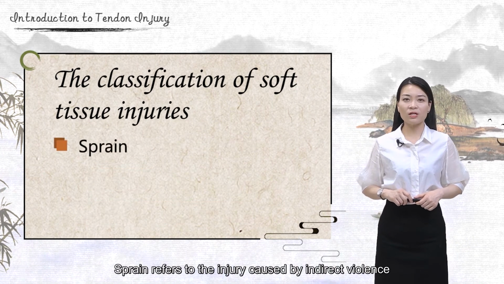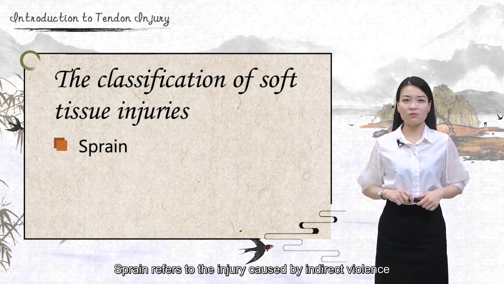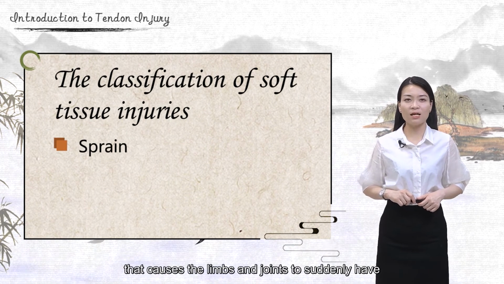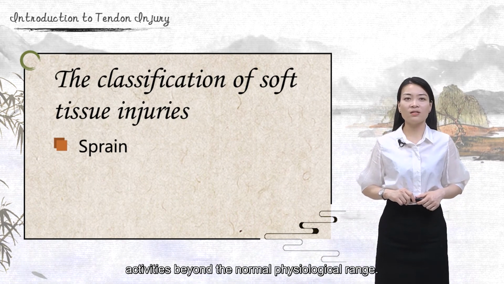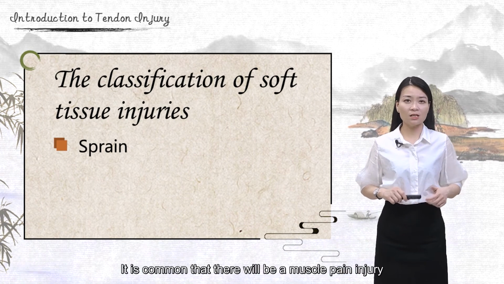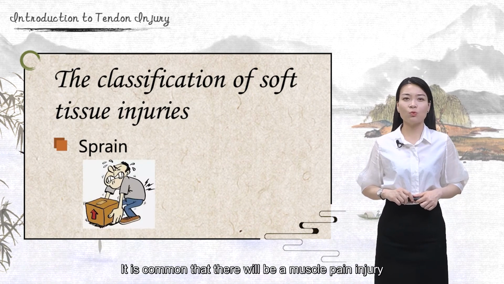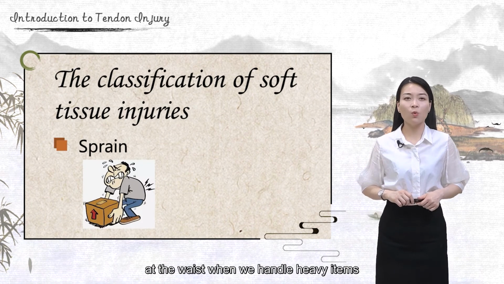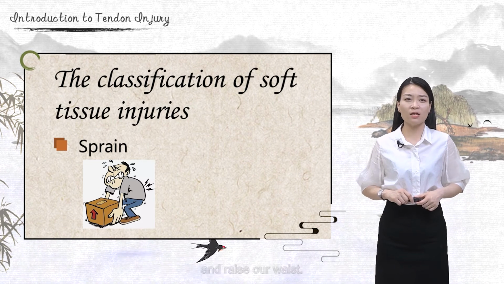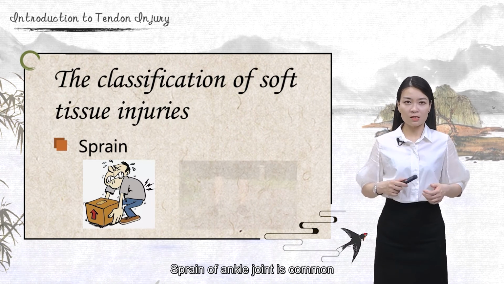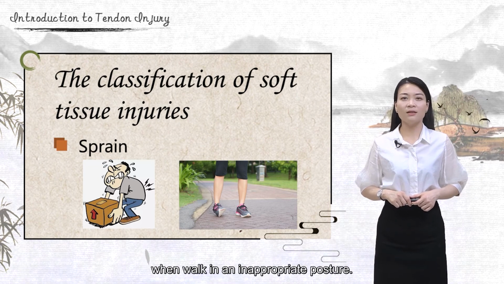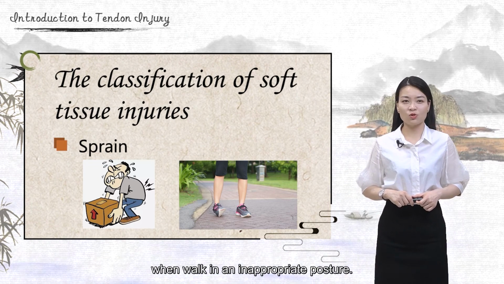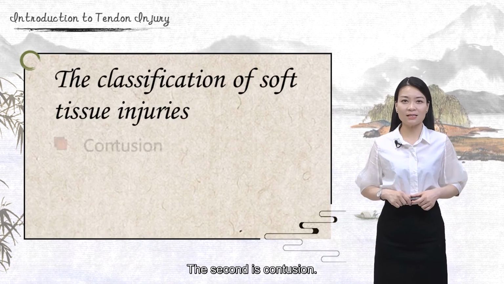Sprain refers to the injury caused by indirect violence that causes the limbs and joints to suddenly have activities beyond the normal physiological range. It is common that there will be a muscle strain injury at the waist when we handle heavy items and raise our waist. Sprain of the ankle joint is common when walking in an inappropriate posture. The second is contusion.